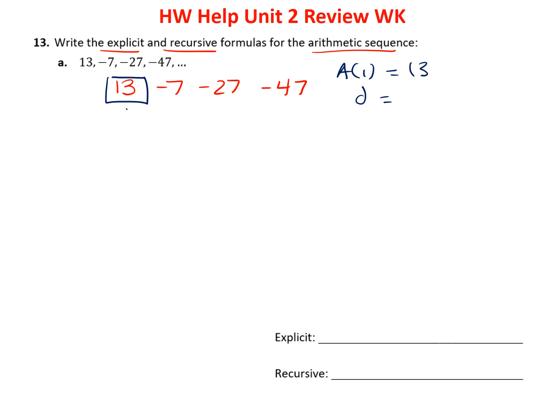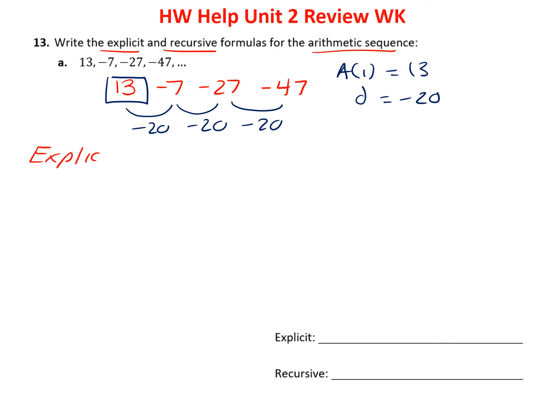And notice to go from 13 to negative 7 means I subtracted 20. Negative 7 to negative 27, subtract 20. Negative 27 to negative 47, minus 20. So my common difference is negative 20. Okay? Now it wants the explicit first.